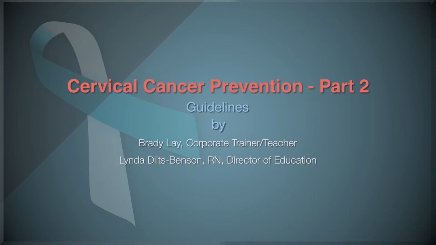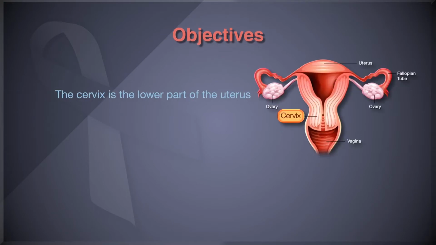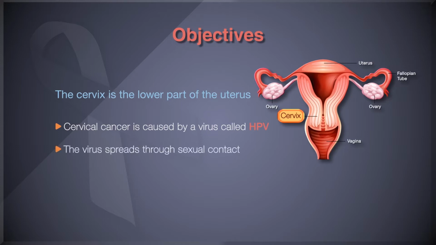This module is part 2 of a 3-part series on the prevention of cervical cancer. The cervix is the lower part of the uterus. Cervical cancer is caused by a virus called HPV. The virus spreads through sexual contact. Sometimes the virus leads to cancer.